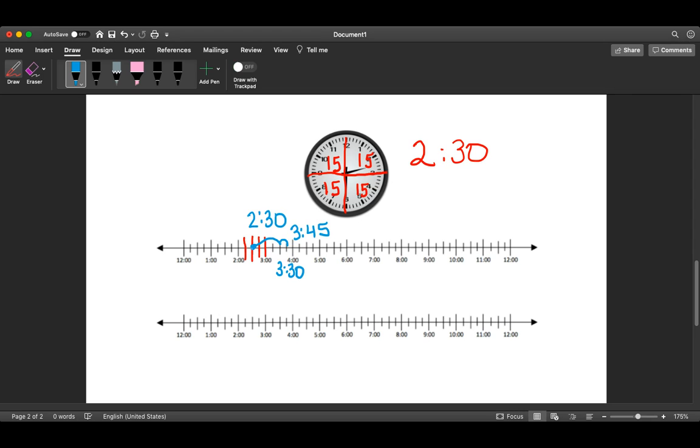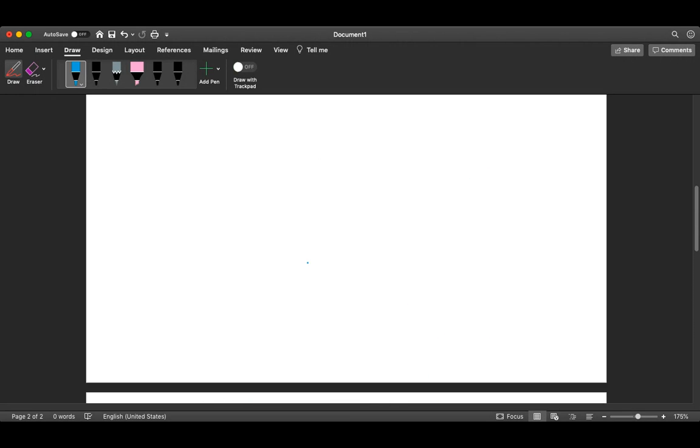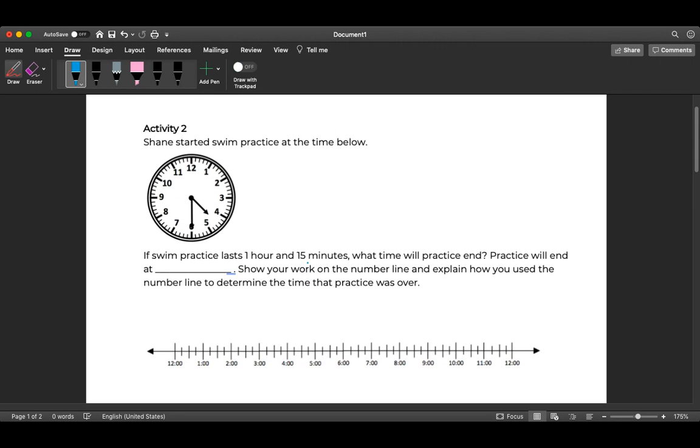Okay? So I would show it on my number line as 2:30 plus 1 hour plus another 15 minutes would be 3:45. Now I want you to use this information to help you with this problem where it says Shane started swim practice at the time below. So you see the time on this clock. Now it's different than the clock I used in the example, but yet it's still similar. If swim practice lasts 1 hour and 15 minutes, what time will practice end?